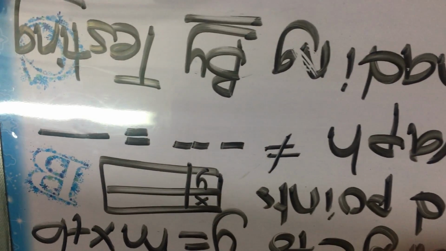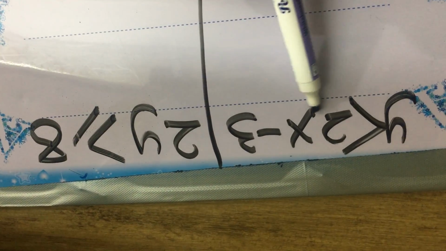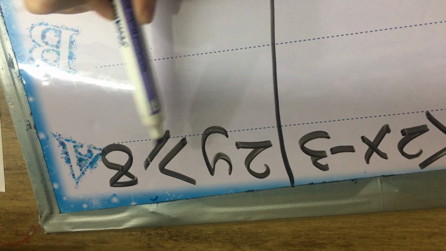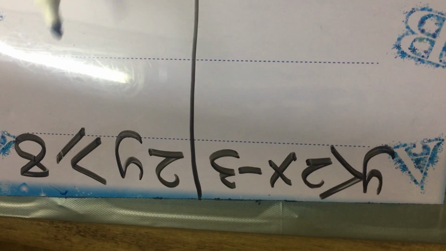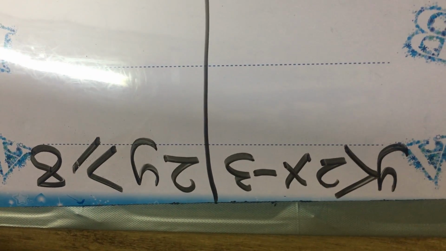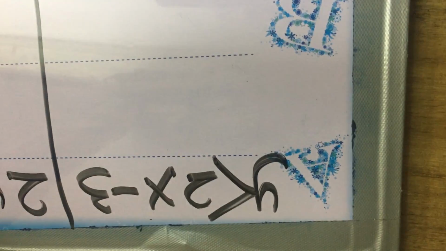Now, let's start with this system of inequalities. We have this system of y less than 2x minus 3 and 2y is more than 8. When we want to graph, we have to graph each one alone and then find the area where the solutions intersect. So let's start with the first one. This one, y is less than 2x minus 3.